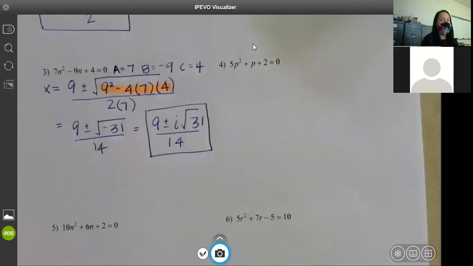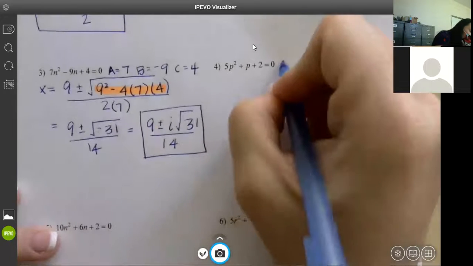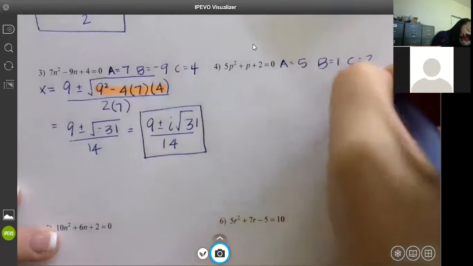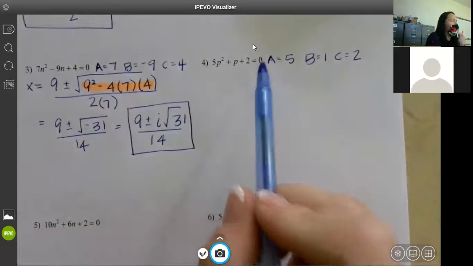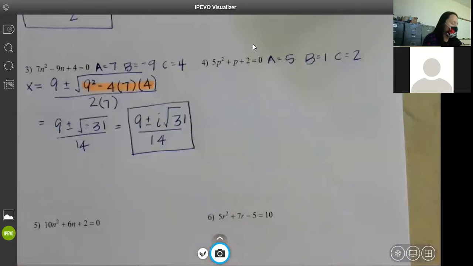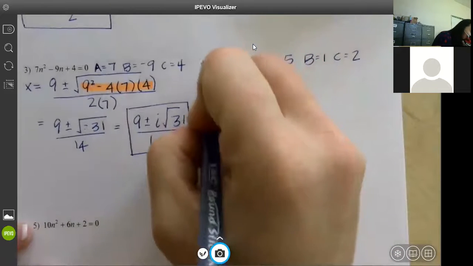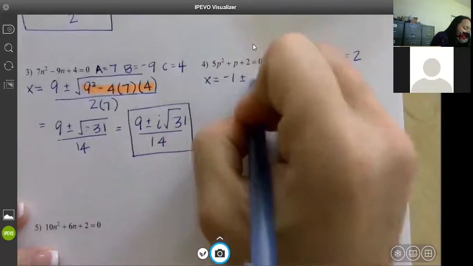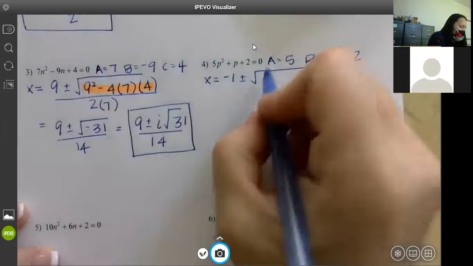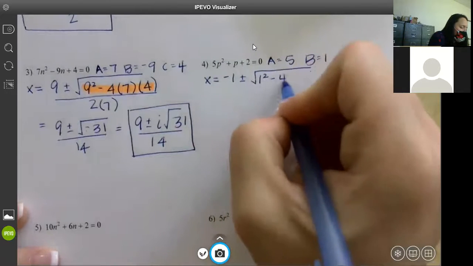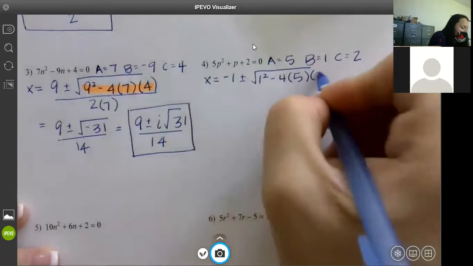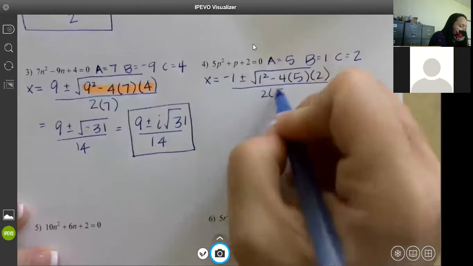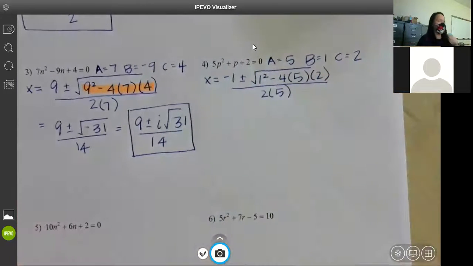All right. Number 4, A is 5, B is 1, and C is 2. Again, because it's equal to 0, don't forget we got to get it equal to 0. All of these have been, so we're good to go. X equals, change the sign of B, so negative 1, plus or minus big fat square root, B squared minus 4 times A times C, all over 2 times A. And again, just filling in the formula.